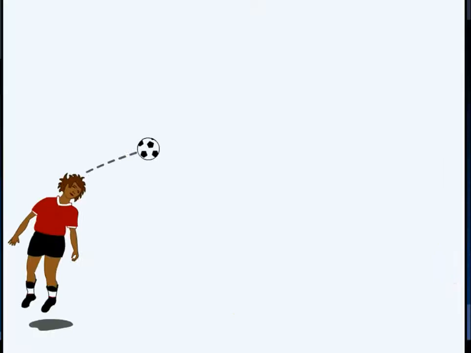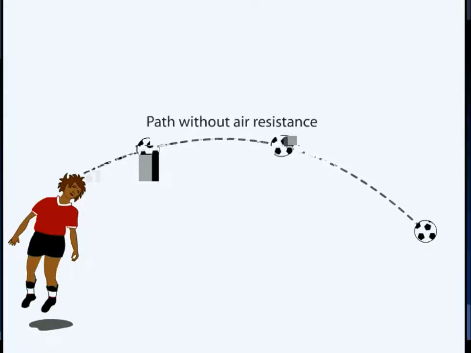Air resistance changes the path of a projectile. When traveling through Earth's atmosphere, the projectile's path is not a parabola.